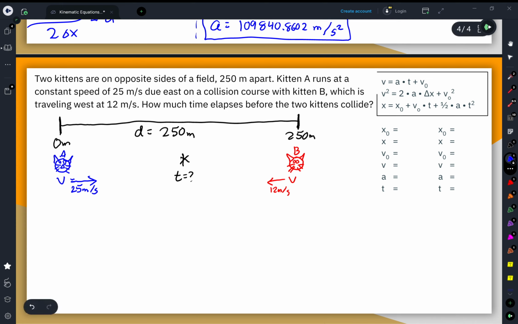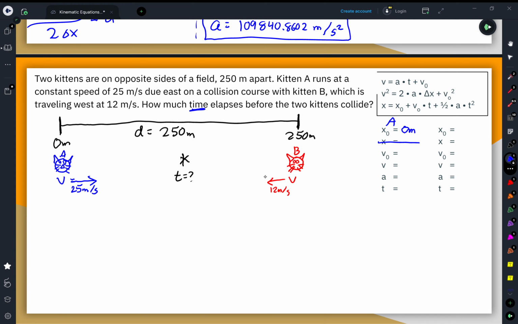Here we go. Because we have two separate objects, the way we're going to solve this problem is by identifying the variables for both of these separate objects. So I'm going to do it for Kitten A first, and then we'll do it for Kitten B. Kitten A is going to start off at a position of 0 meters. We don't know its final position, but we're solving for time, not position. So I can just eliminate that equation, maybe.